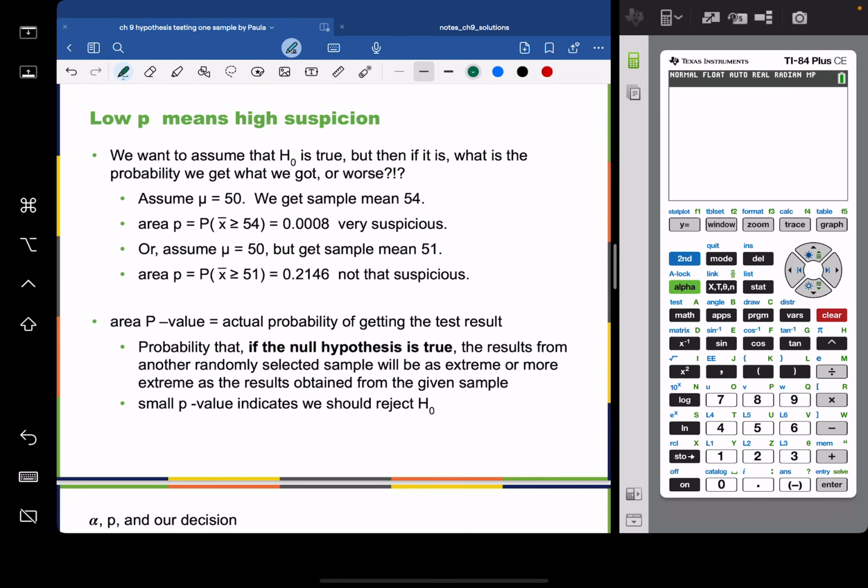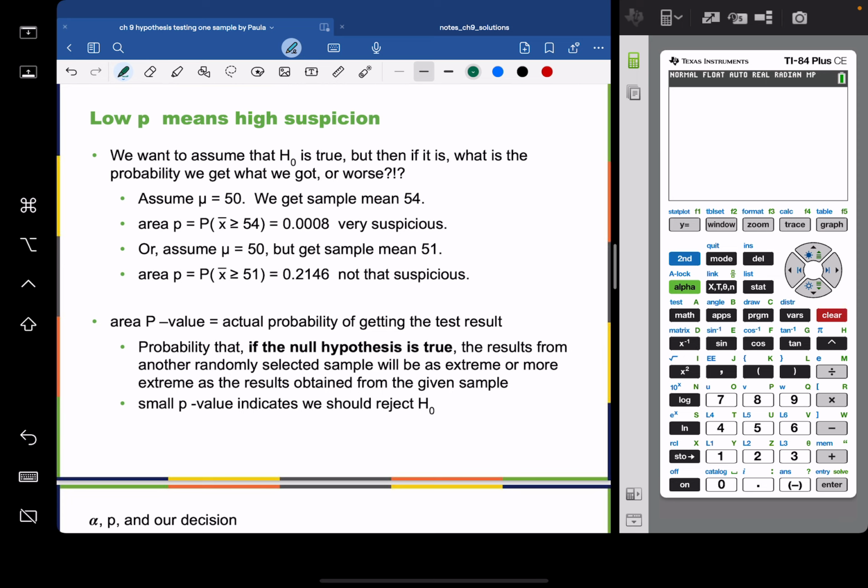Okay, so we want to assume that the null hypothesis is true, right? That's kind of our default position. I kind of think about it as like anytime a student comes to tell me something, I always default to believing their story. But then at some point, there's going to be enough evidence where you're like, nope, I have to reject that hypothesis. So when we assume that the null hypothesis is true, what is the probability that we get a certain sample mean or worse? So here's what I mean by this.